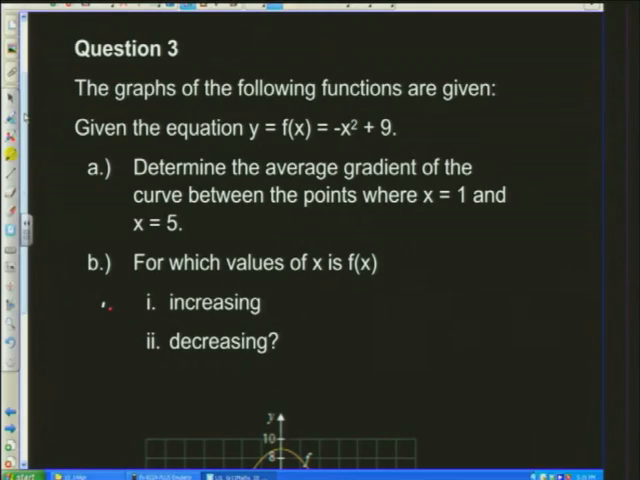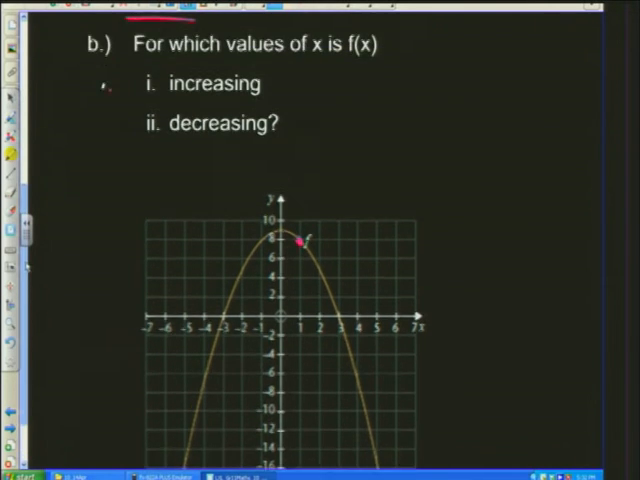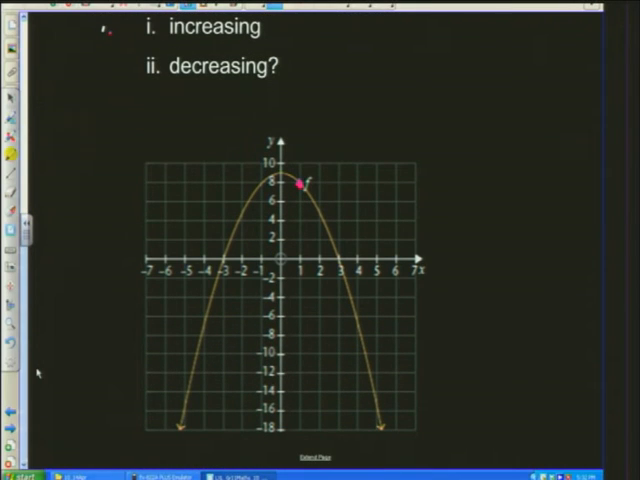Okay, so here's a question. The graphs of the following functions are given. F of x is negative x squared plus 9. And we need to find the average gradient of the curve between the points where x is 1 and x is 5. Okay, so we have a parabola. It is a curve. It doesn't have a constant gradient. All right? So let's go and see where x is 1 and where x is 5. I think that's what they asked us for. Yes, x is 1 and x is 5.